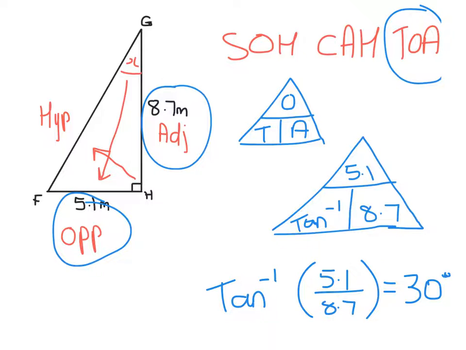Sometimes you might be asked for three significant figures, in which case you'd end up giving it to one decimal place, potentially two decimal places. But if not, always go to the nearest angle.